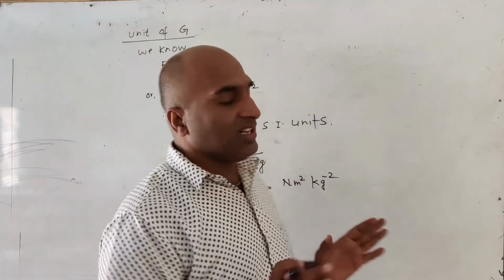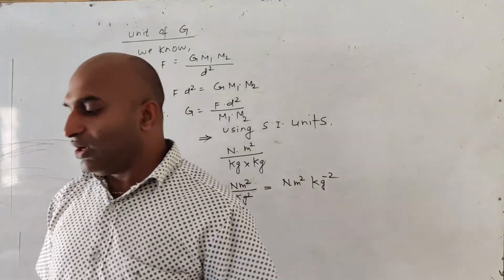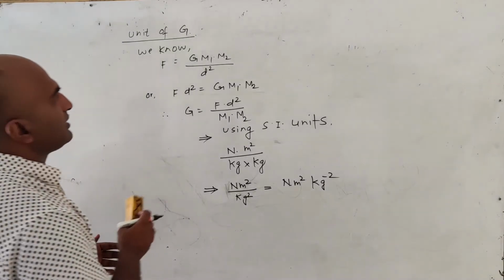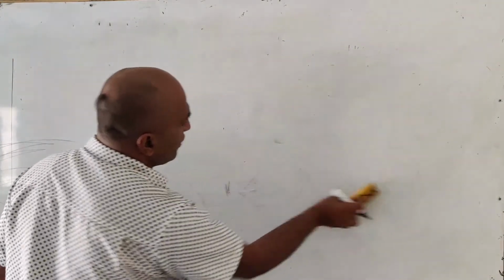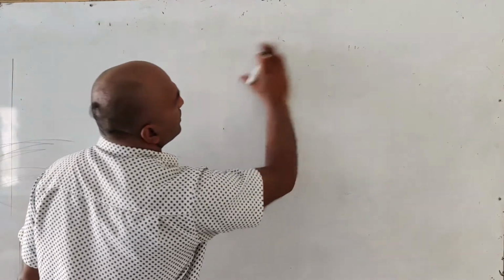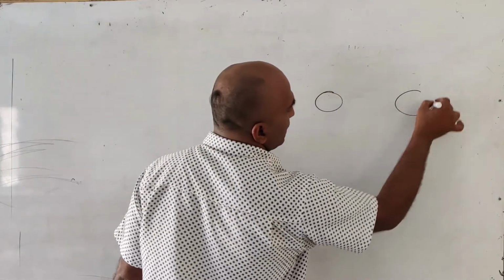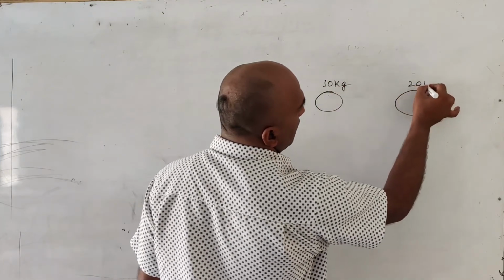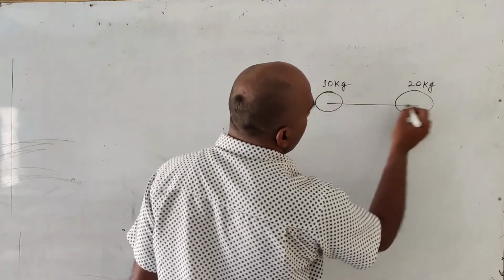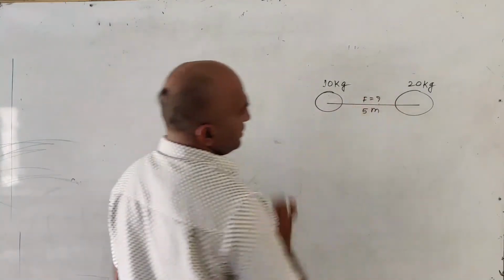Very simple numerical is, if you have to find the gravitational force between two bodies, then how will you obtain it? Suppose two bodies of different masses are given, one 10 kg, the other 20 kg, and you have to find the gravitational force between them. Suppose these two are separated by 5 meter and you have to calculate the gravitational force.